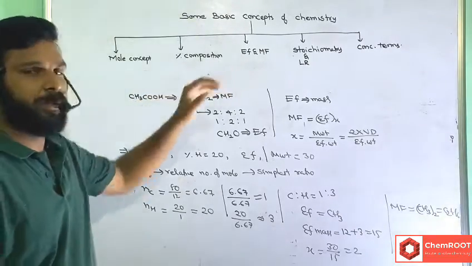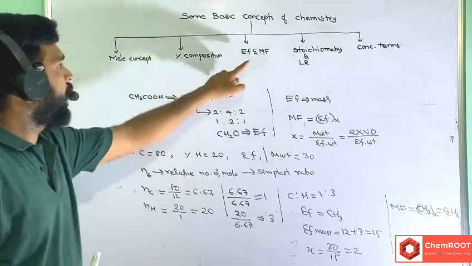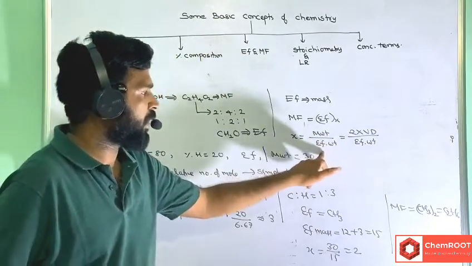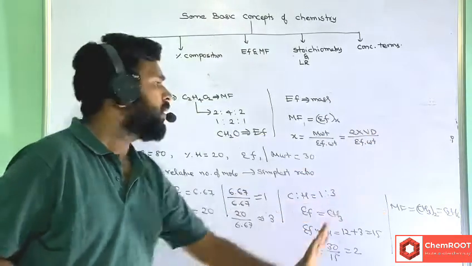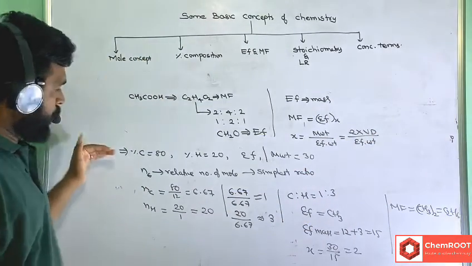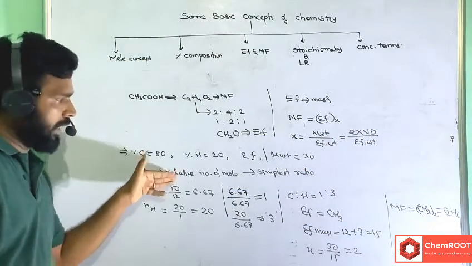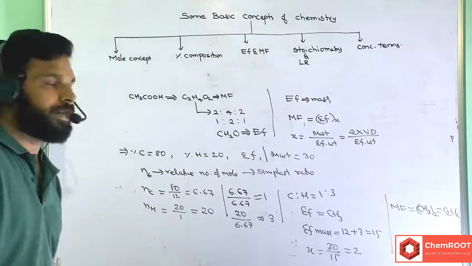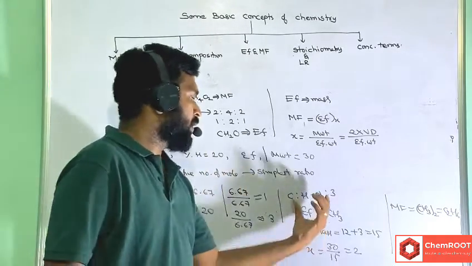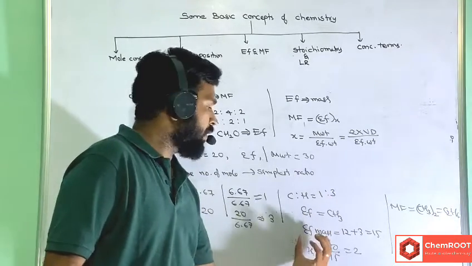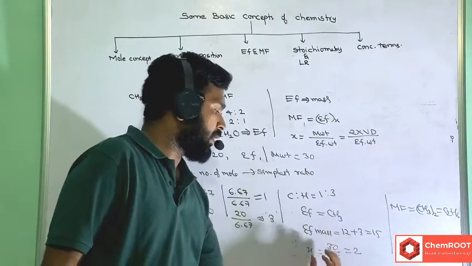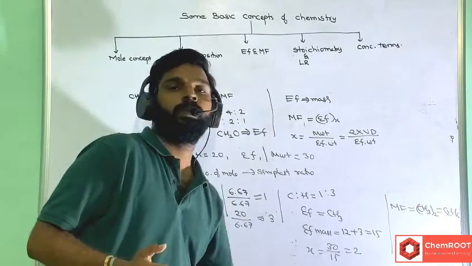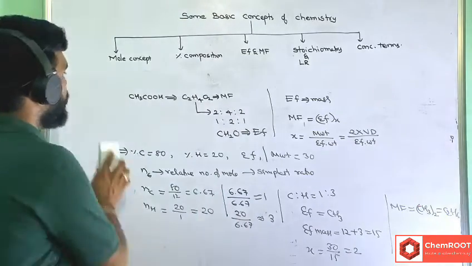The empirical formula gives the simplest ratio of atoms, and the molecular formula gives the exact number of atoms. The relation is molecular weight by empirical formula weight, or 2 into vapor density by empirical formula weight. So first you have to find the number of moles, the relative number of moles, and finally the simplest ratio of atoms. That will give the empirical formula. By using that we find the empirical formula mass and the x value, and substituting this, we get the molecular formula. Okay.